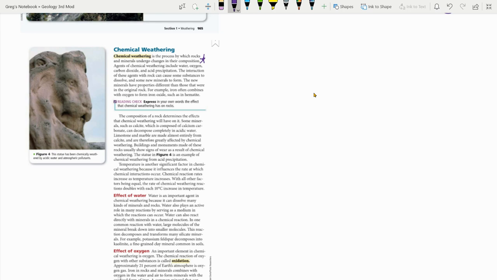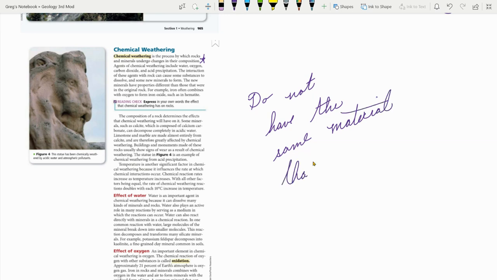So chemical weathering. When I have chemical weathering, I do not have the same material that I start with. I have new material. That's what this is telling us. When it goes through a chemical change, you have new substances. All right, we're going to end up with new substances.